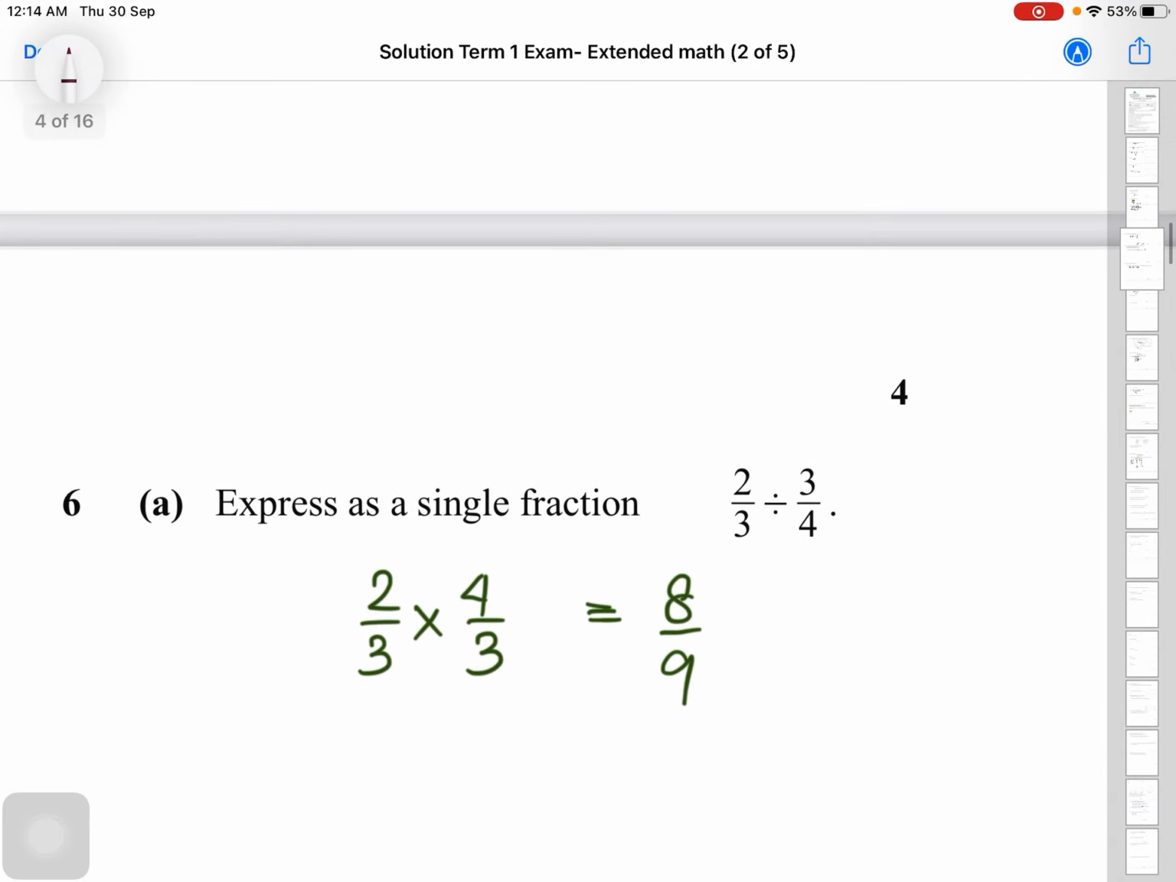Express as a single fraction. 2 by 3 divided by 3 by 4. It will become 2 by 3 multiplied by 4 by 3, which is 8 by 9.